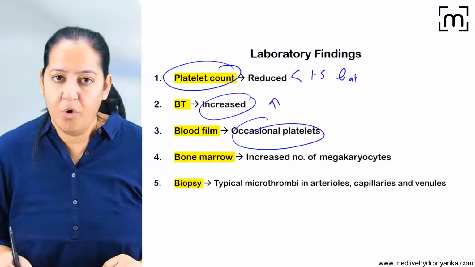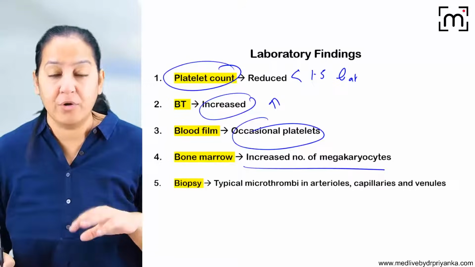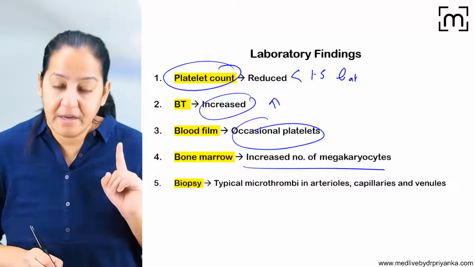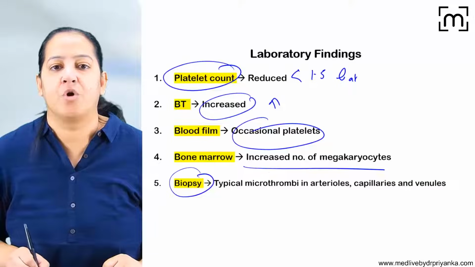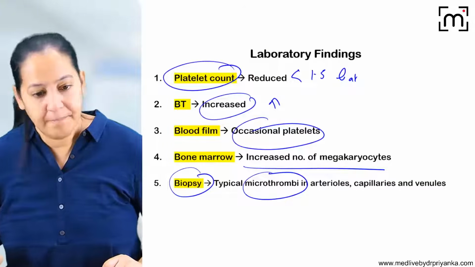The BT will be more, but PT and APTT are normal. In the bone marrow, there are more megakaryocytes to compensate. And additionally, if you do the biopsy, you will get the thrombus. Multiple microthrombi in the blood vessels are there.